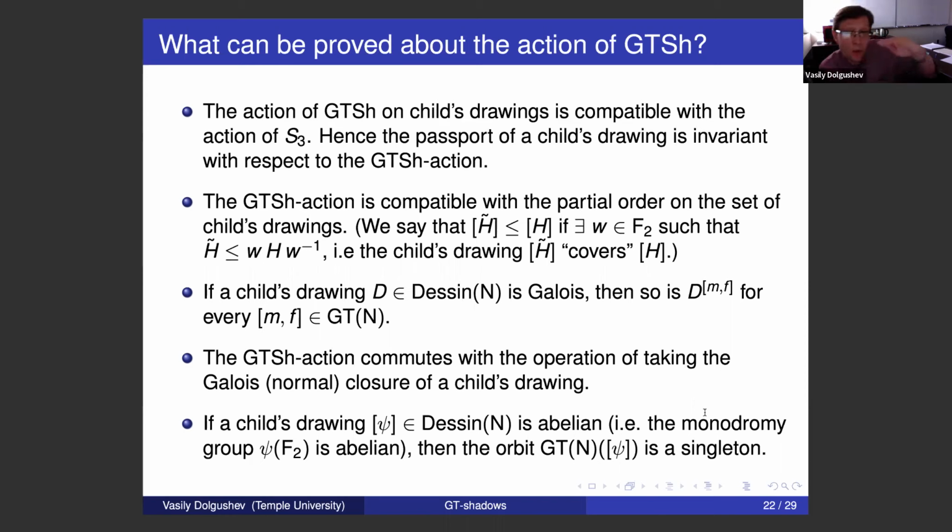So all these properties can be proved. It's not hard to prove them using GQ. If you want to talk about the action of GQ, you can prove everything. But the amazing thing is that I can prove this with just basic tools, just using group homomorphisms, group actions. That's all.